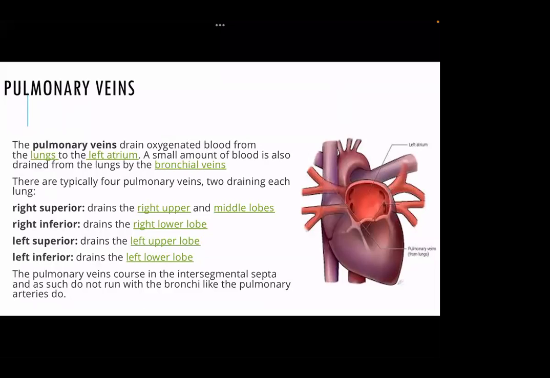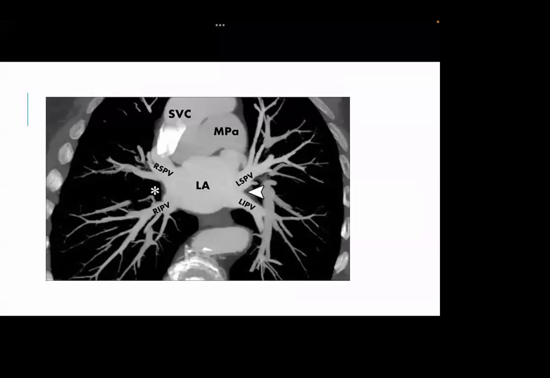The pulmonary veins course in the intersegmental septa, and as such do not run with the bronchi like the pulmonary arteries do. This is a coronal CT angio showing the origin of the pulmonary veins from the left atrium.